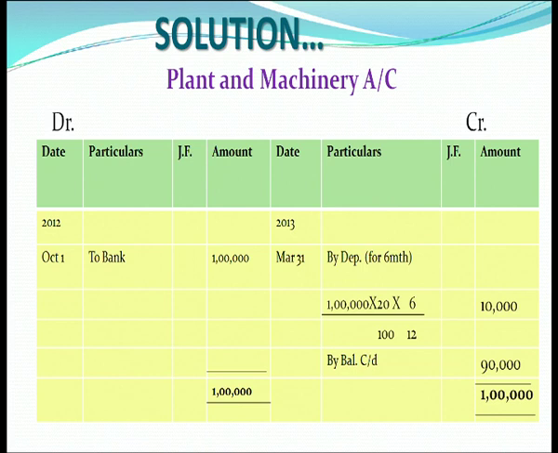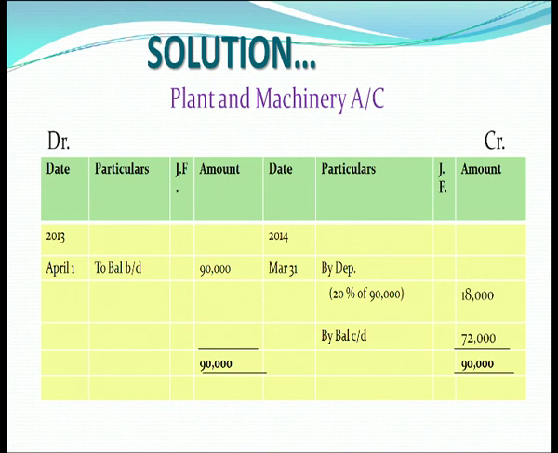And again, every year these accounts need to be closed. So, we calculate the carried down balance as the balancing figure between the debit and the credit side. So, 1 lakh minus 10,000 gives us the carried down figure of 90,000. Now, next year again, on 1st April 2013, we bring forward the balance from the previous year, and our balance in the previous year was balance brought down 90,000.